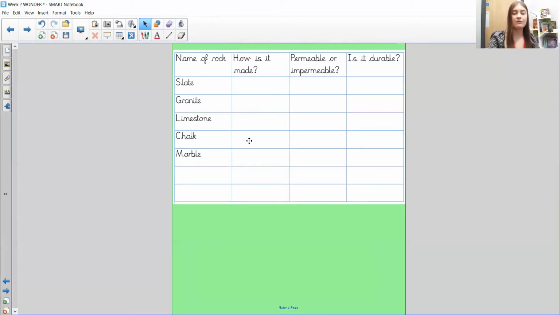So for chalk, I might put sediments of animal bones and rocks crushed together. So you can either put the word, those three words, igneous, metamorphic, and sedimentary, or you can put a little definition, it's up to you. And then permeable or impermeable, you just need to put the word there for me. And then is it durable? In this column, you could even put yes or no. So you're telling me how it was made, you're telling me whether it lets water through or not, and you're telling me if it is a strong rock or if it is not. Okay, so that's the task that I want you to do.